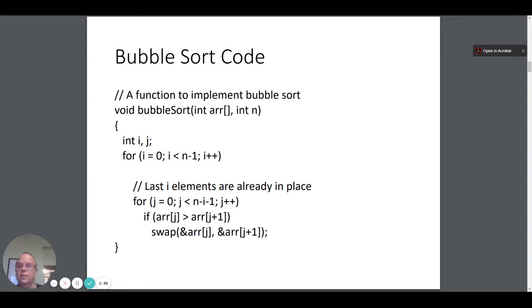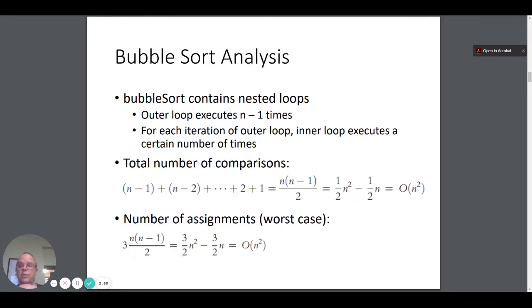That's going to lead us to the fact that this is O of n squared. It contains those nested loops. The outer loop executes n minus 1 times, and for each iteration of the outer loop, the inner loop executes a certain number of times, and we get a total of O of n squared comparisons. And the number of assignments in the worst case, where everything has to bubble up until the end of the list, is O of n squared. A lot of times we're interested in the worst case scenario.